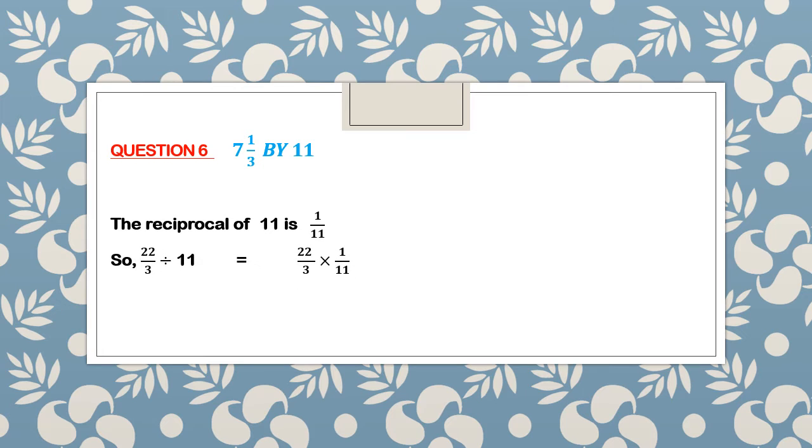So 22 upon 3 divided by 11 is equal to 22 upon 3, the division sign converted into a multiplication sign, and instead of 11 we will write the reciprocal of 11, that is 1 upon 11. Now on solving it, 22 upon 33 will be the answer. Then on reducing it to the lowest term, we'll get the answer as 2 upon 3.